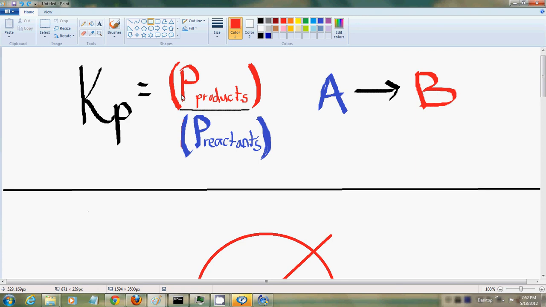And another thing that you need to remember is when you're writing your Kp expression, the units of your partial pressures need to match all throughout the expression. For example, if you had atmospheres as the units for your products, you want to have atmospheres as the units for your reactants as well. It just keeps it constant.